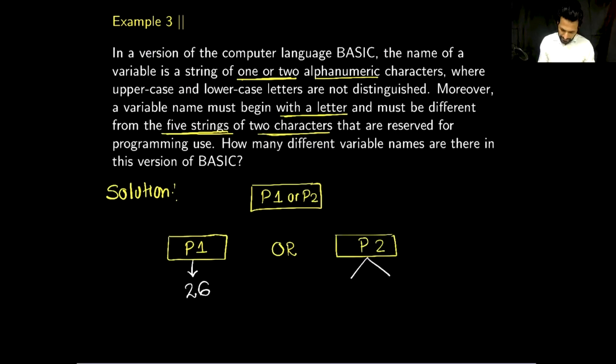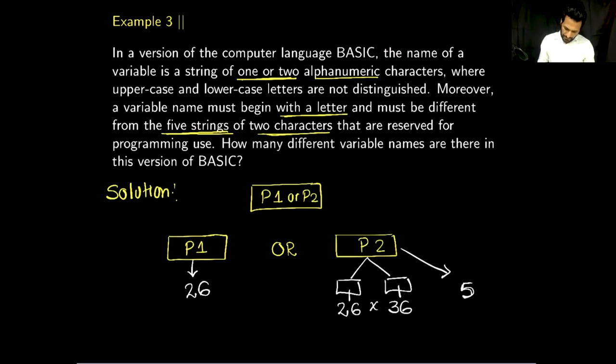But in order to complete the second task, you have 2 places to fill. For the first place, 26, because you can only use a letter, but the second place can be 36 because you can use the alphanumerics. Either you can use the 26 letters or also the 10 digits. So you have 10 more digits which you fill in the second place. But there is also a restriction that in the second task there are 5 strings which are reserved. So you have to remove these 5 strings which are reserved for some programming use. You cannot use these 5 strings.